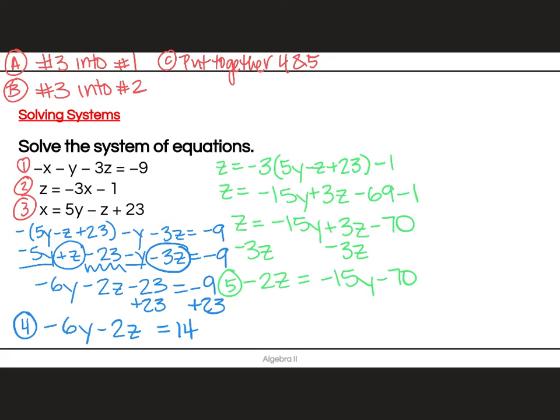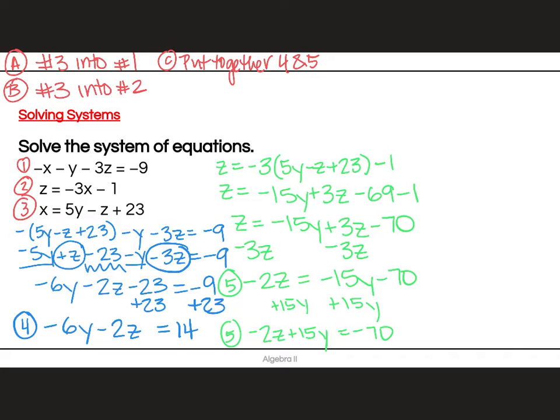So what I'm going to do is add 15y to both sides on number 5 so that I can have negative 2z plus 15y is equal to negative 70. So that's going to be my new number 5. They are equal. They just look different.